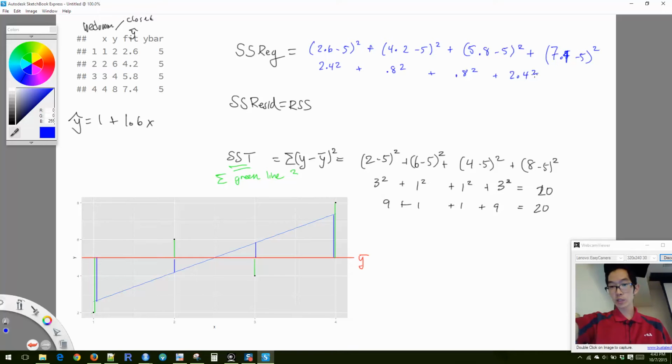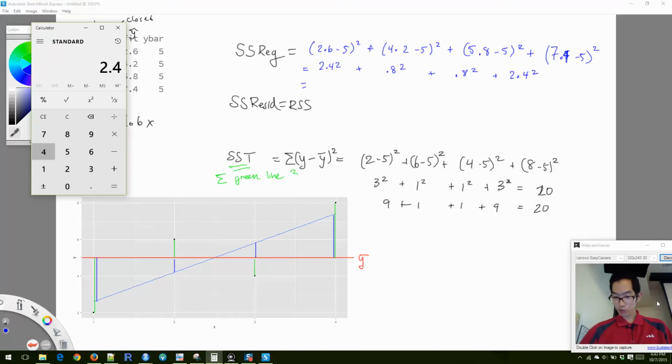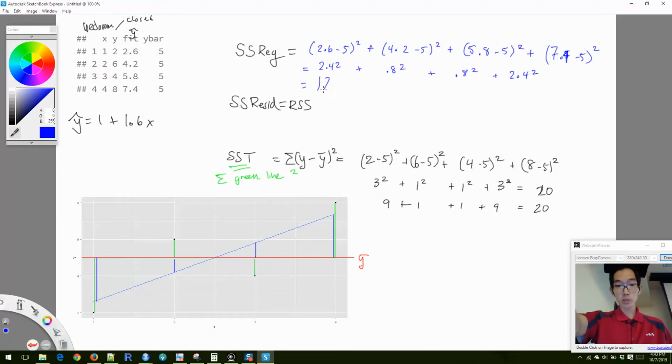2.4 squared. Okay, can someone do this math for me? I'll do it. 2.4 times 2.4, 5.76 plus 0.8 squared is 0.64, and then I can multiply that by 2. So I get a total sum of squares regression equal to 12.8. Okay, is that good with everybody?